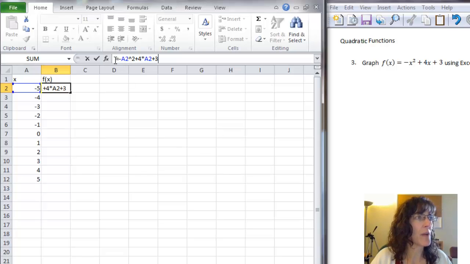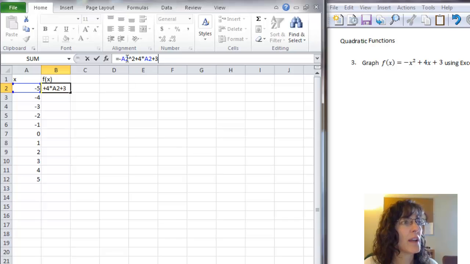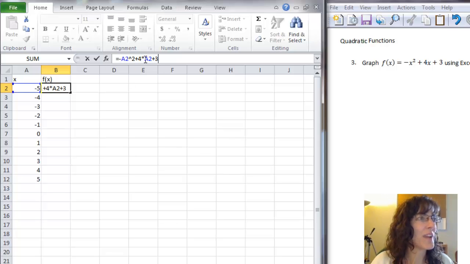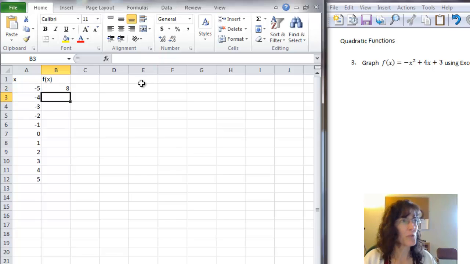Let's just recap. Equals negative, clicked on my x, which was a2, squared, +4 times, I had to put in the times or it just thought I was finished, a2, and then +3. So push enter, and I get 8.